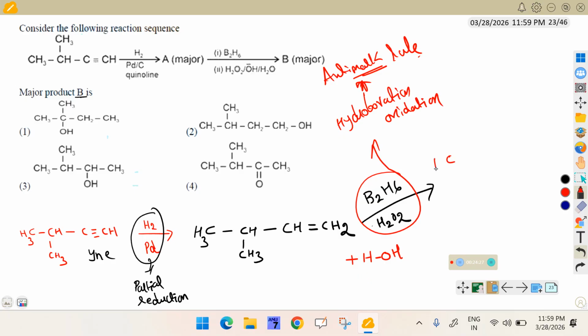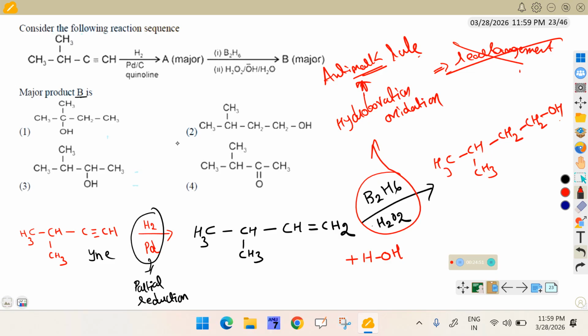Then you will get CH3CH2CH2OH. Rearrangement does not take place. So the identified product is CH3CH2CH2OH. Second option.